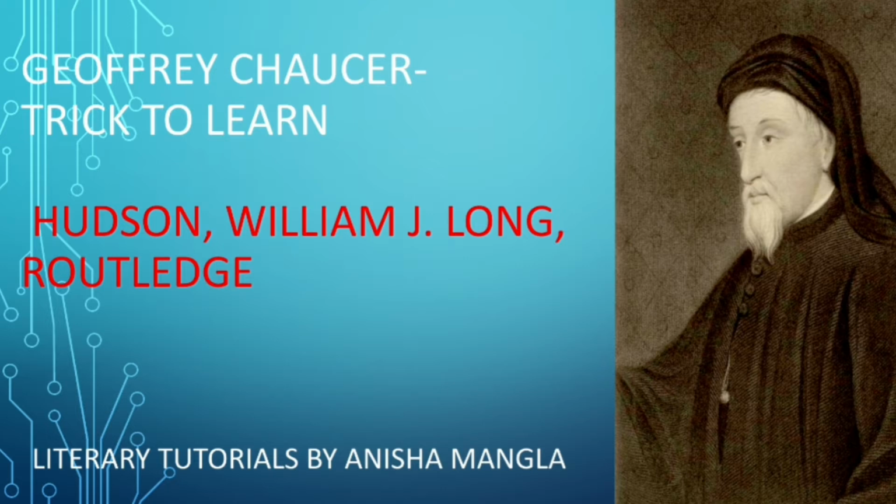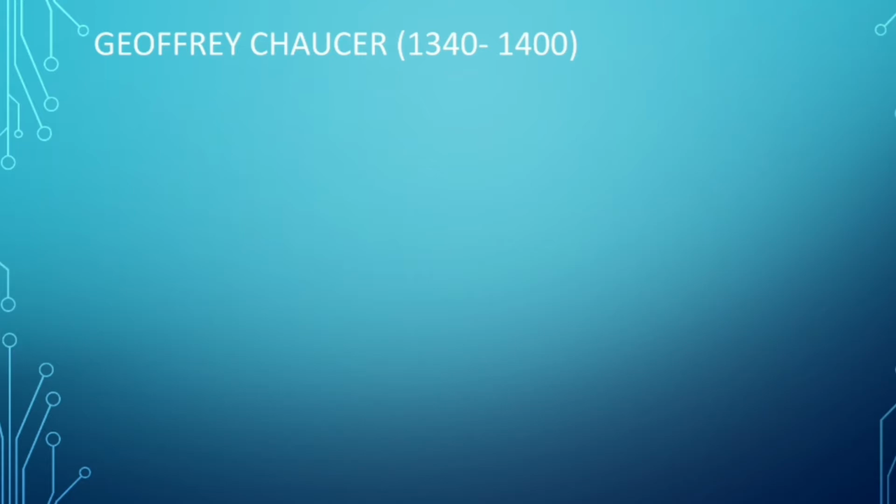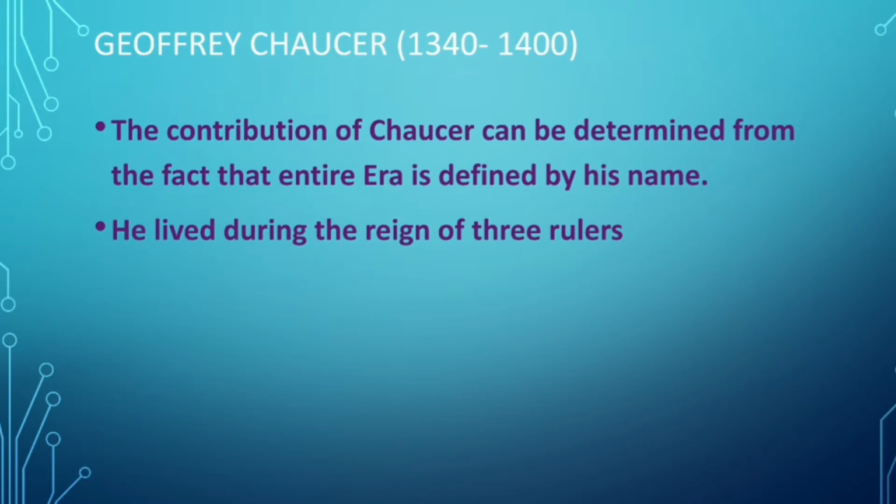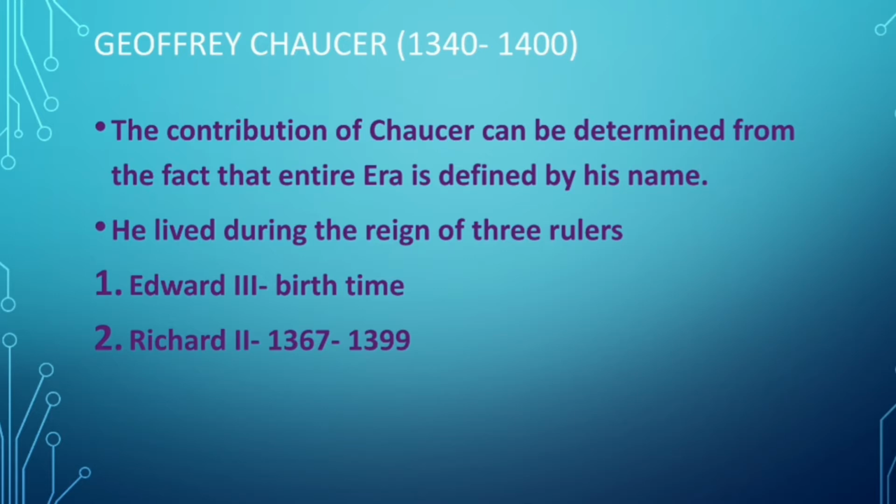Now, Chaucer. Chaucer was born in 1340 and lived up till 1400. The contribution of Chaucer can be determined from the fact that the entire era is defined by his name. We know that the first age after the Normans' age is the Chaucer age, which is a very important age from the literature point of view. Now, he lived during the reign of three rulers. You need to know who they are, what the time periods are, and how to learn them.